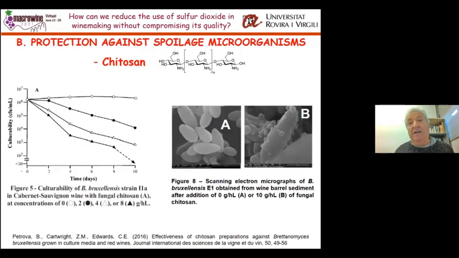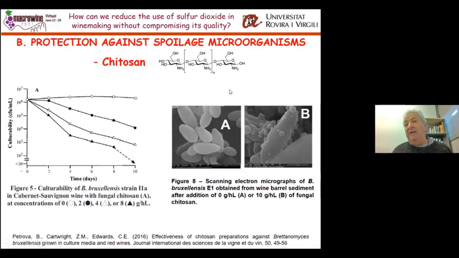Well, another possibility is the use of Chitosan. Chitosan is a polysaccharide that is extracted from fungi, and that is very useful for inhibiting some microorganisms, especially Brettanomyces. That is an example of what happened adding 0, the control, 2, 4, and 8 grams per hectoliter on the population of Brettanomyces. You can see that the higher the dose of Chitosan, the lower the population.